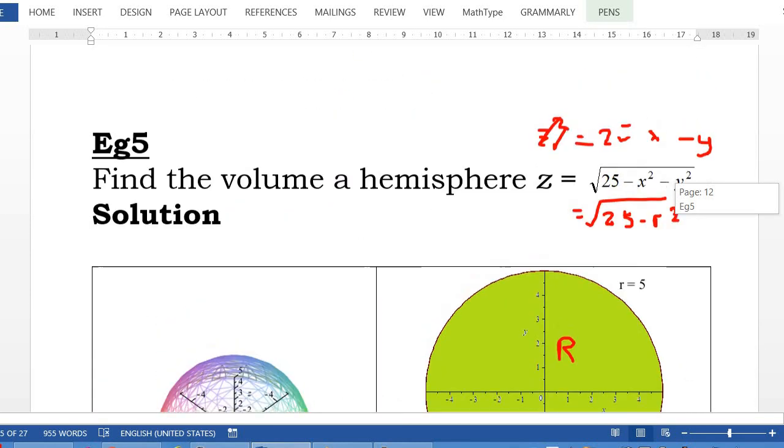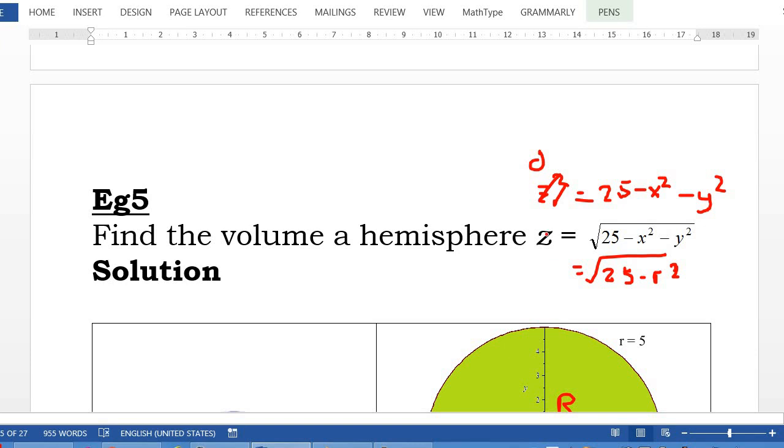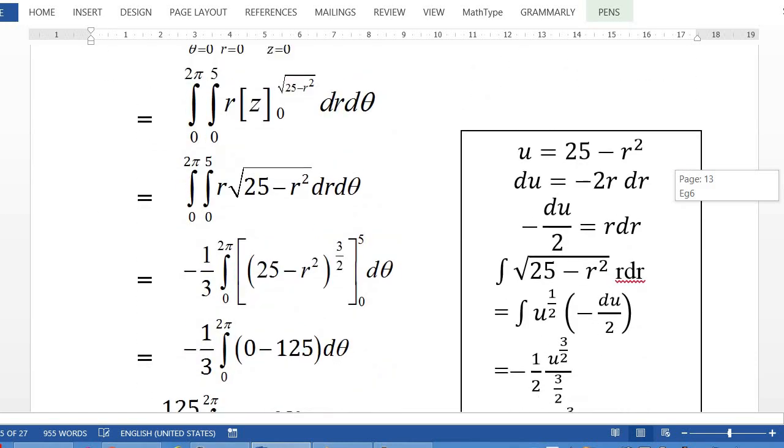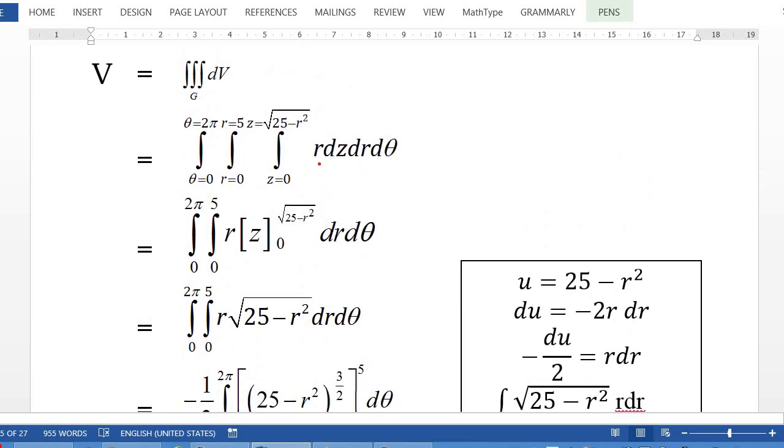To get r, from the hemisphere, you square it and let z equal 0, then we get r is 5, full circle, theta from 0 to 2 pi. So again, dA is r and dV is r dz dr d theta. Integrate r with respect to z, we have rz. The lower limit is 0 to square root of 25 minus r squared. So plug in the upper limit, r times square root of 25 minus r squared, plus plug in 0, you have 0.